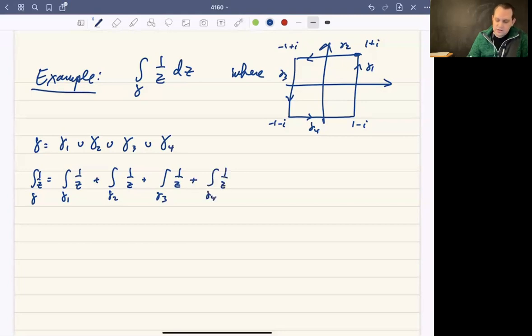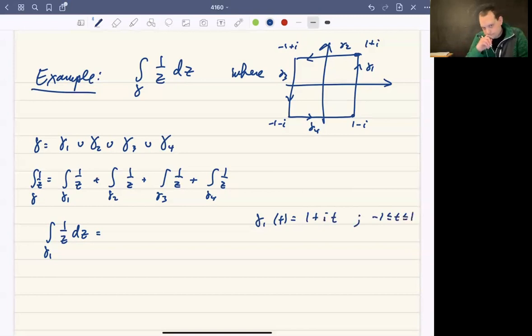And I would strongly encourage you to actually write all this out. I'm going to do the first one for you. So I'll show you how the integral over gamma 1 works. We're going to have to come up with a parameterization that takes 1 minus i to 1 plus i. So let's write gamma 1 of t as 1 plus it, where t goes from negative 1 to 1. Okay, so that's gamma 1 of t.